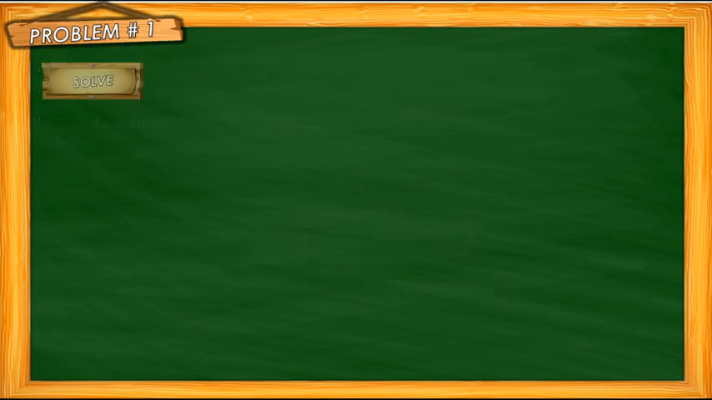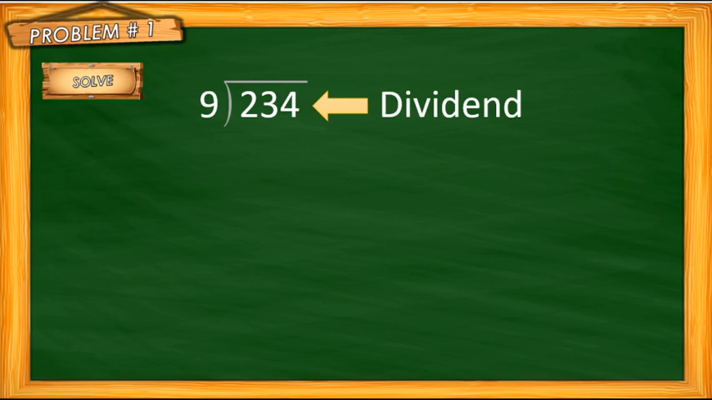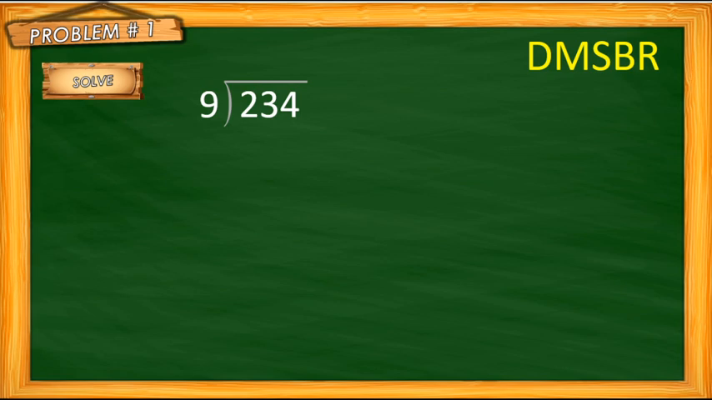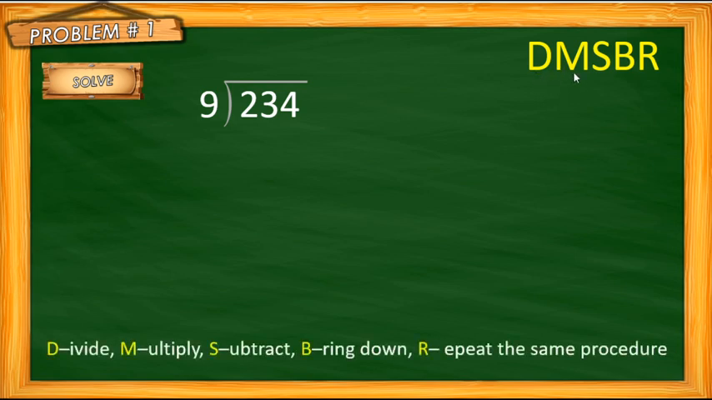Okay, so 234 divided by 9. 234 is inside the long division bar, what we call the dividend, and outside is the divisor, 9. Okay, let's proceed. In dividing this one, we're going to use the DMSBR rule. What do you mean by DMSBR rule? D means divide, M means multiply, S means subtract, B is bring down, and R is repeat the same procedure.